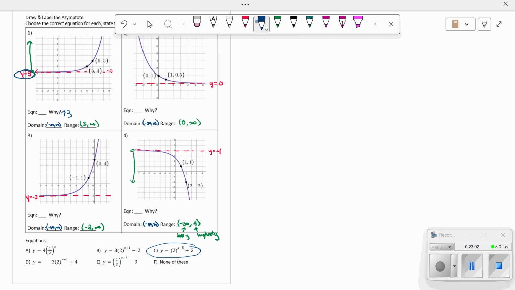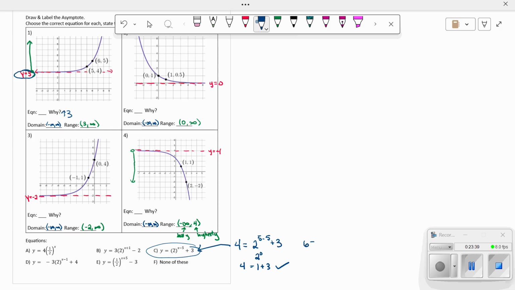It went right 5. Well, the fact this is far over does make sense. And it has a growth factor of 2. So let me test this to make sure it works. Would 5, 4 work in this equation? So if y equals 4, and I put x as 5, okay, 2 to the 5 minus 5 power, 2 to the 0 is 1. All right, 5, 4 works in the equation.